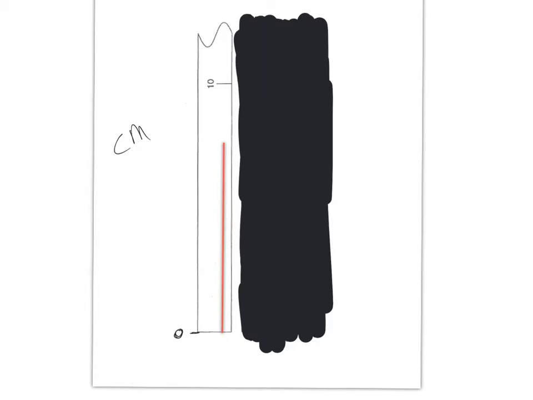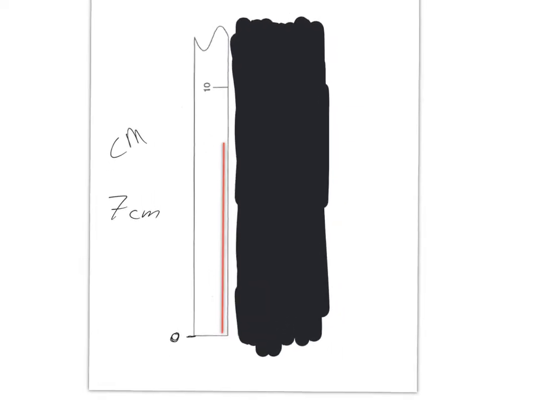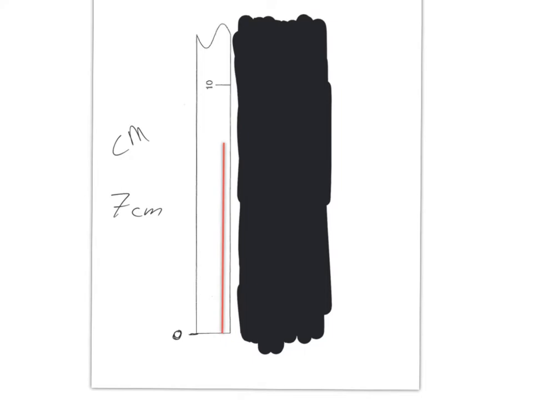Now you might look at this and say differently. I'm saying it's 7 centimeters. You might look at it and say, no, that looks more like 8 centimeters. Well, fine. It would probably be okay to call this 8 centimeters. All we really know for sure is that the measurement is somewhere between 0 and 10.